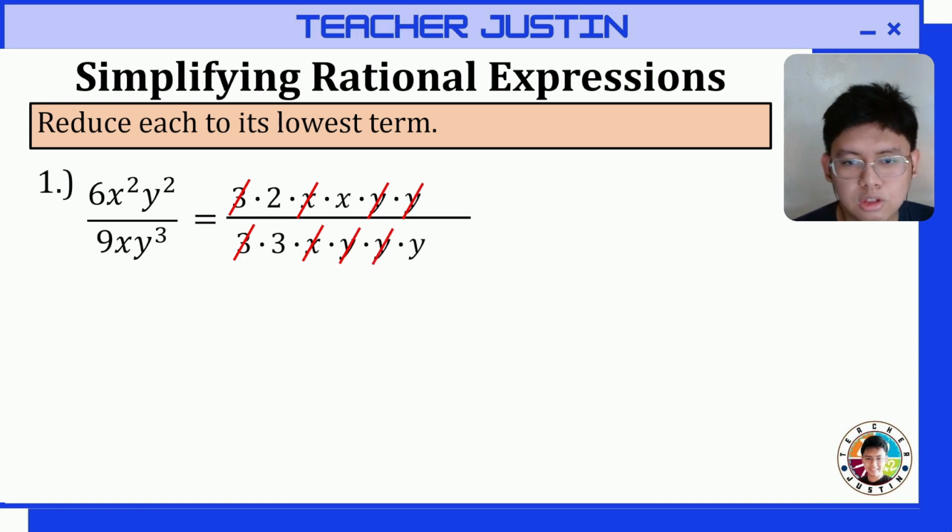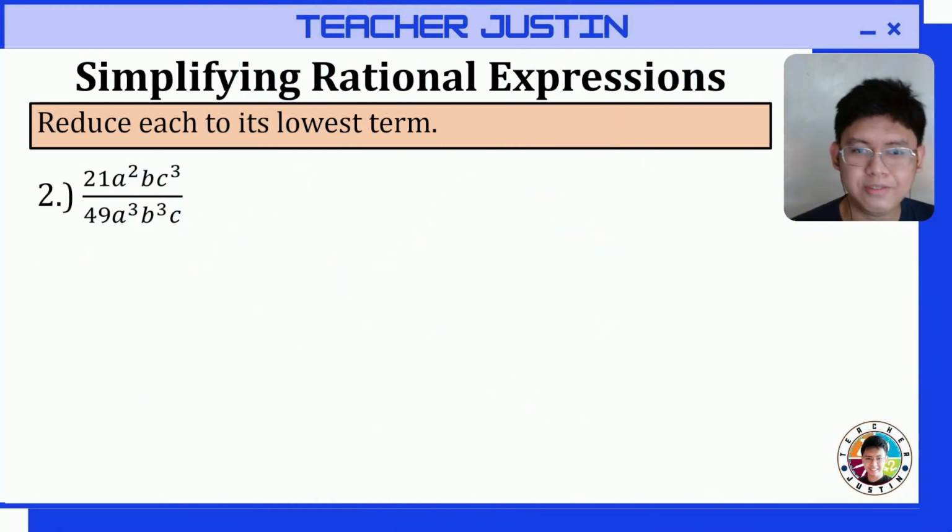Tapos, kung ano yung natira sa numerator, kopyahin natin. So, we will have 2 and x. That will give us 2x. And sa denominator naman, ang natira is 3 times y, which is 3y. So, our simplified form of this rational expression is 2x over 3y. And that's it. Ta-da! Alright. Okay, let's have our second example.